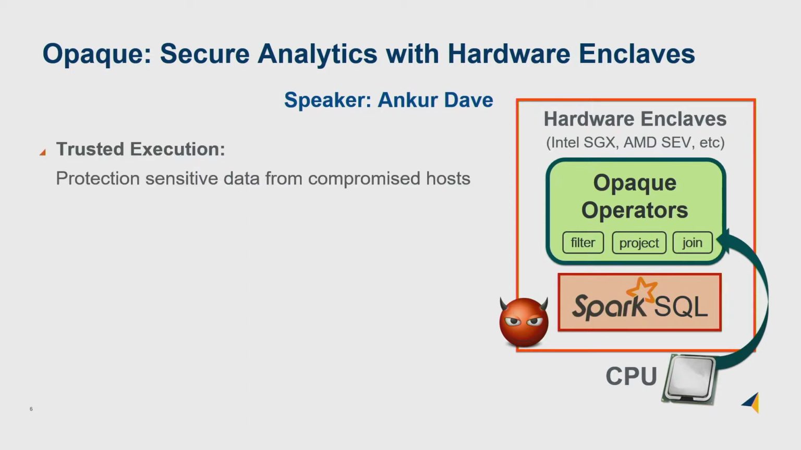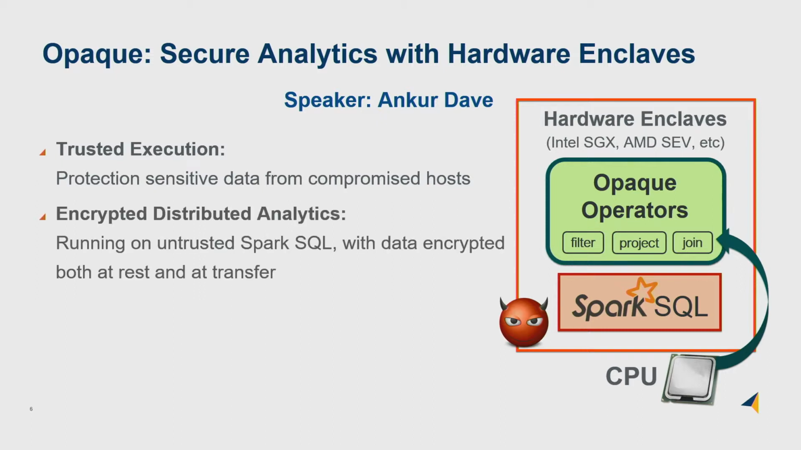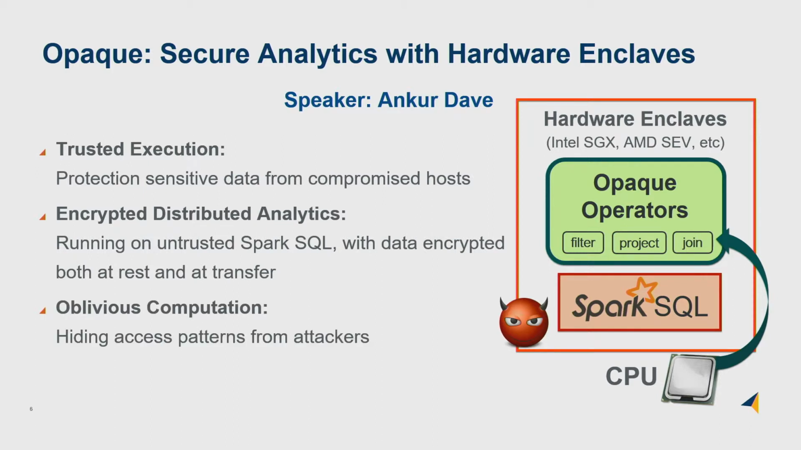First, it provides trusted execution. It can protect sensitive data from compromised hosts. Second, it can do encrypted distributed analytics. It basically runs on an untrusted Spark SQL, which can scale out to many machines with data encrypted both at rest and in transfer. Finally, it's also targeting oblivious computation, which means it will hide the access patterns of the operators running inside the enclave, so the attacker will not be able to steal the information through side channel attacks.